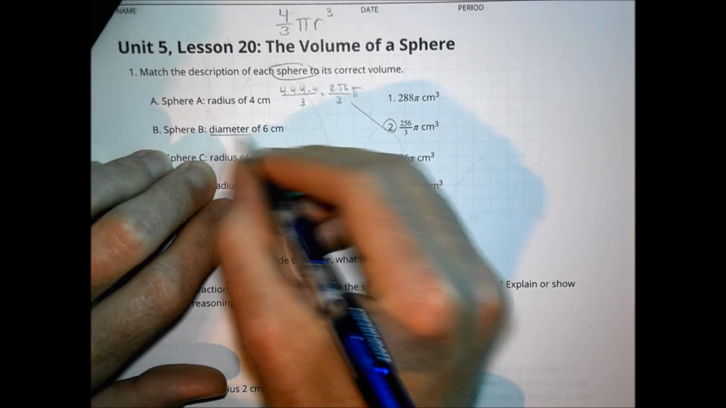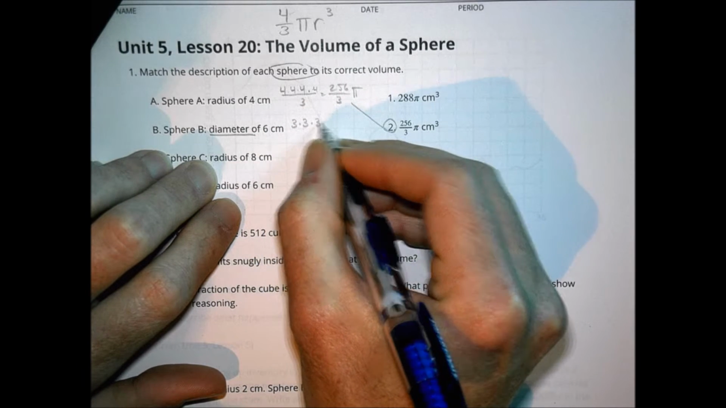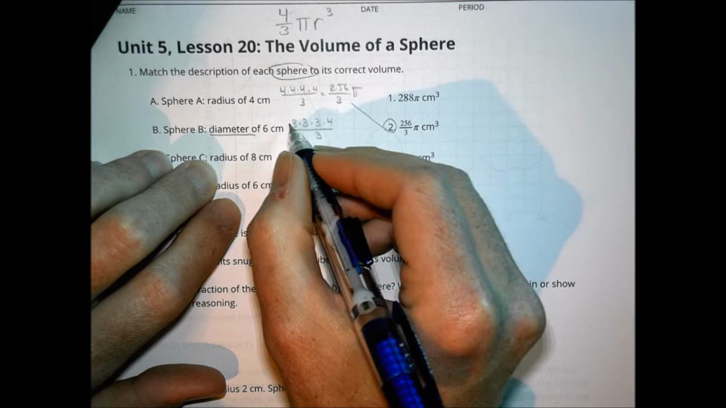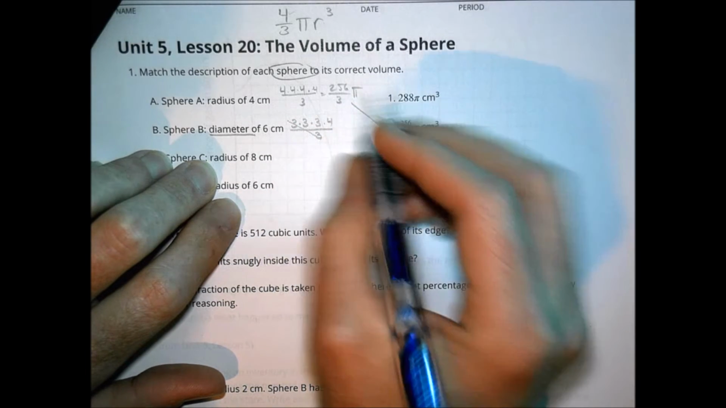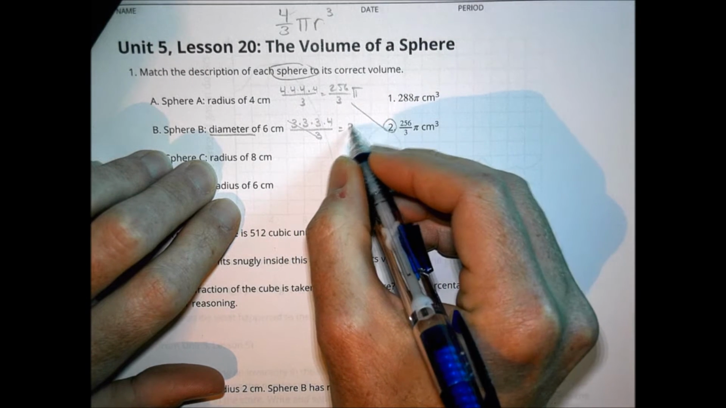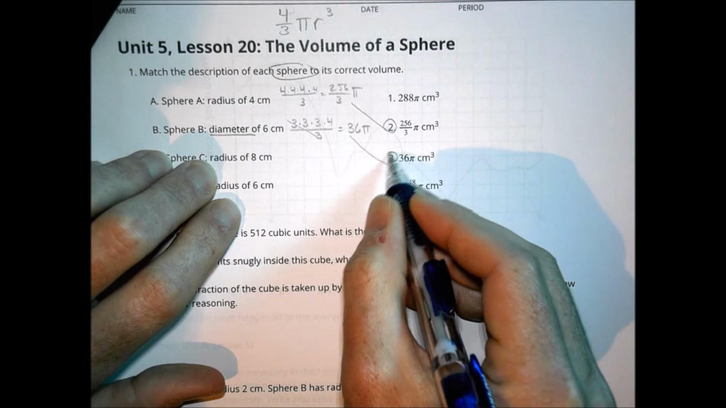Well, the diameter is 6, which means the radius is 3. And we do 3 times 3 times 3 times our 4 over 3. Right? So we can reduce those 3's together. And 3 times 3 is 9, times 4 is 36. And we keep the pi with it, so it matches number 3.